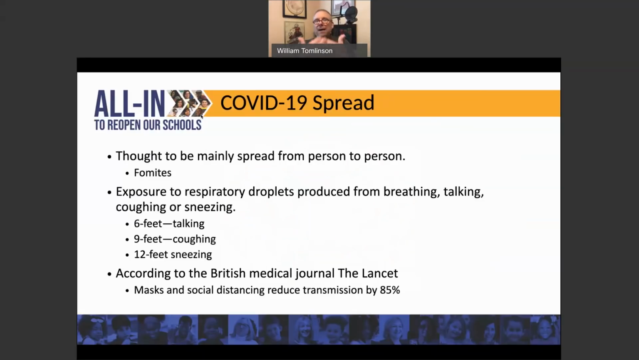Now, as far as the coronavirus and the disease COVID-19, the spread of it is thought mainly to be spread from person to person through respiratory droplets. And when I say respiratory droplets, I'm talking about these larger droplets that come out usually through coughing and sneezing, but sometimes talking or singing. Sometimes they're visible in air. They're 20 microns to 50 microns or even larger.